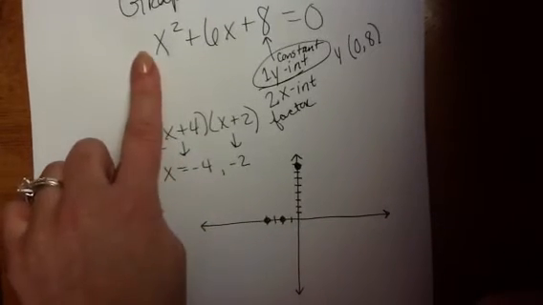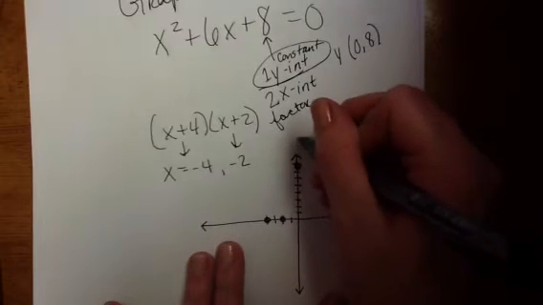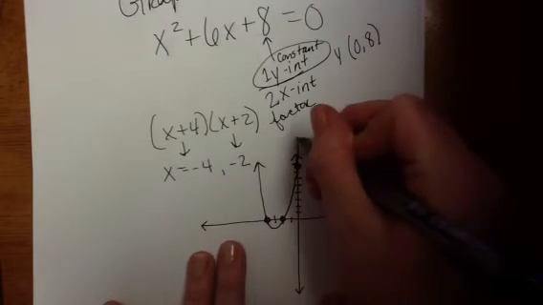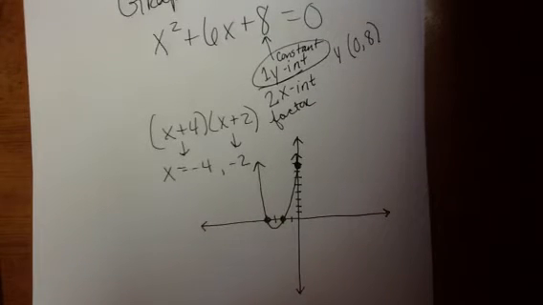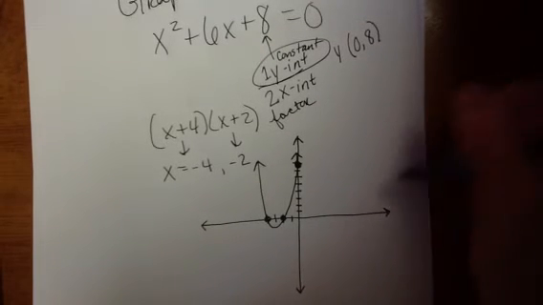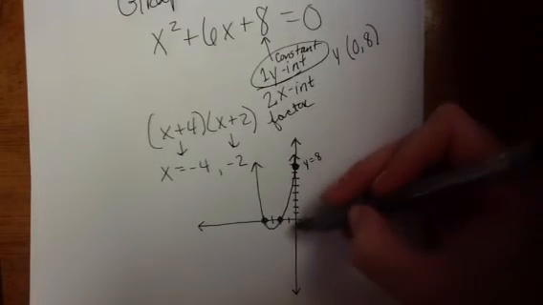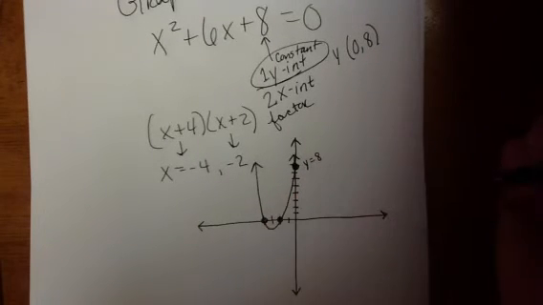Now this is a positive x squared. It's going up. You just do your best you can. A quadratic is a U, it's a parabola, and you make it go up. So it's crossing through the y at 8, the x at -2, and -4.